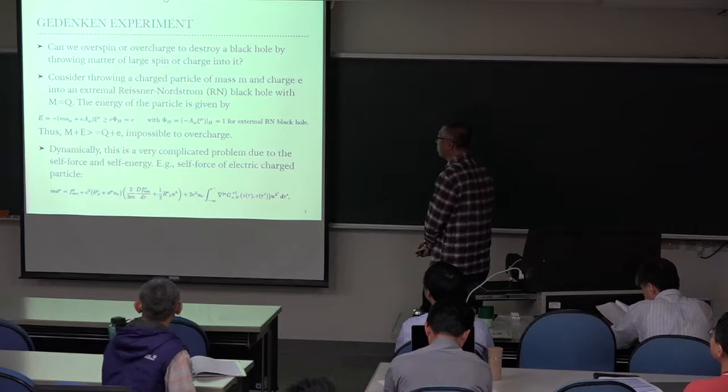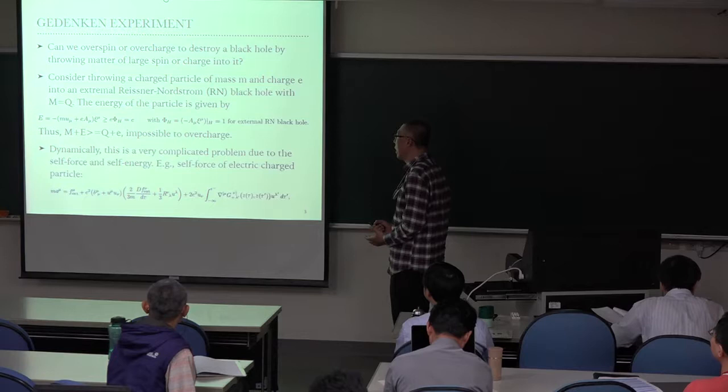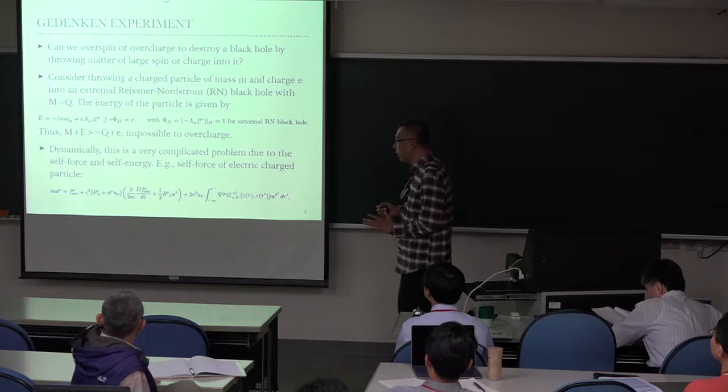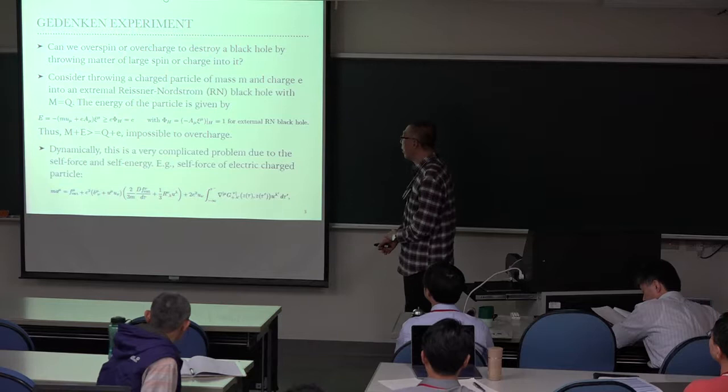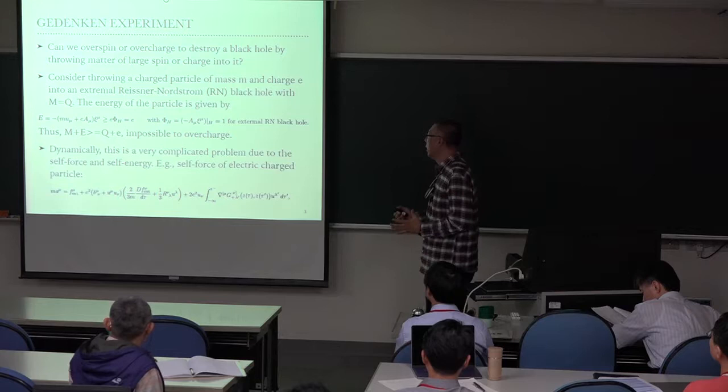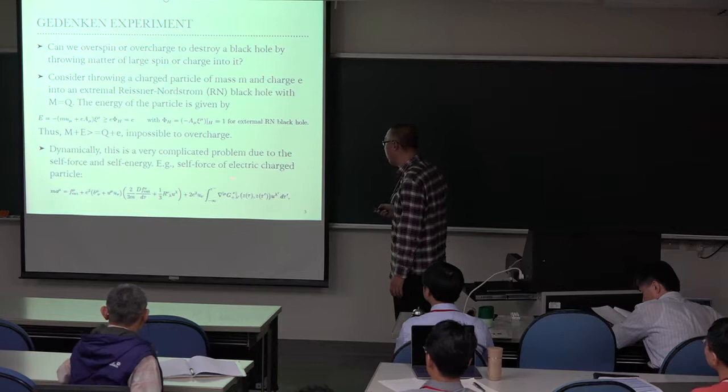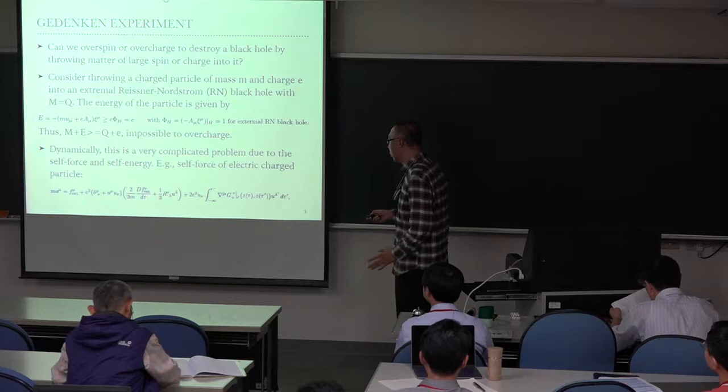Naively, he says that if I want to study this kind of problem, I will introduce a particle and then scatter it off this black hole, and see whether the particle going into the black hole can push it beyond this extremality condition. But naively, this is a very difficult problem, because if you have a particle near the black hole, usually you will have the so-called self-force. When the particle moves around the black hole, it gets a back reaction and changes its trajectory due to the curvature. So dynamically, it's not an easy problem.